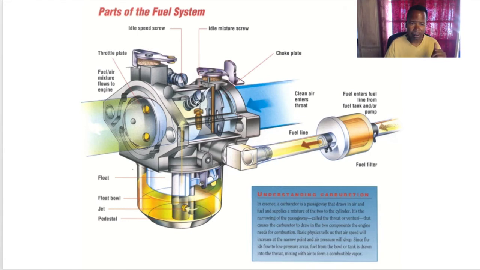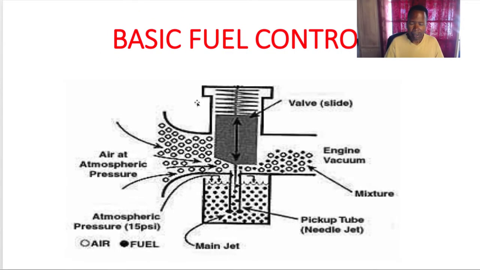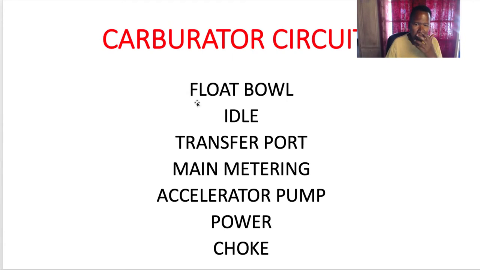Now the carburetor has several circuits in it also. We're going to discuss those circuits: float bowl, idle, transfer port, main metering circuit, accelerator pump circuit, power circuit, and choke. Seven circuits, and yes, you will need to know what these circuits do.